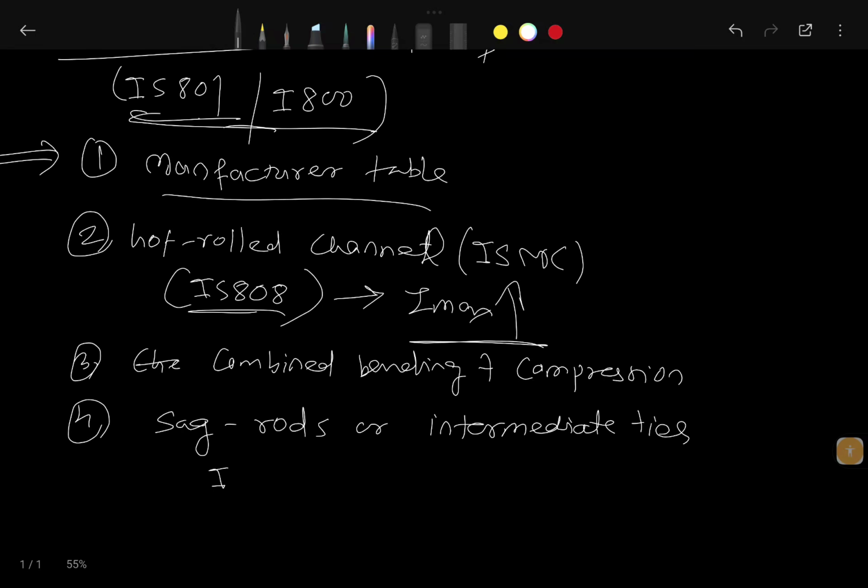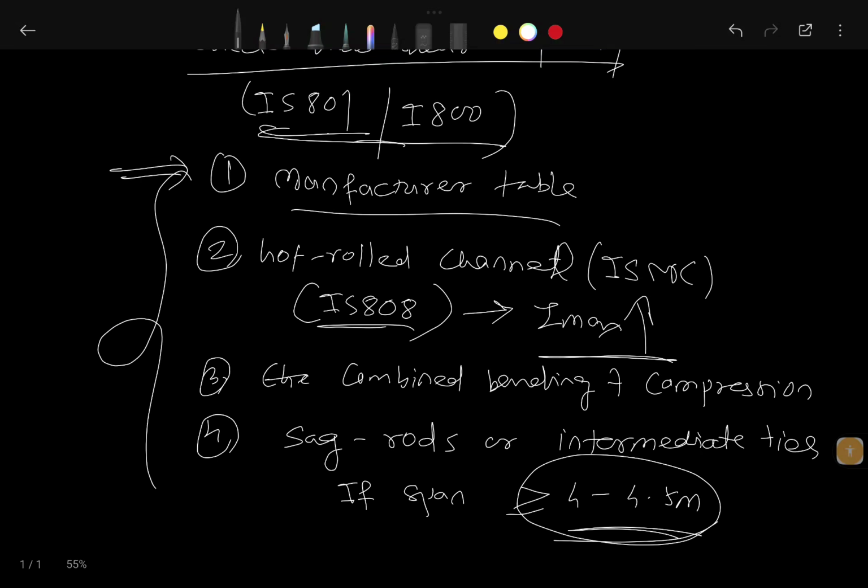If a span is greater than or equal to 4 to 4.5 meter, for limiting lateral stability, many manufacturers advise anti-sag rod for longer span. So these 4 points should always be remembered for our calculation.